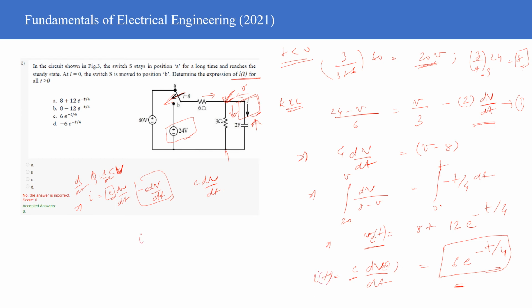So I of circuit is equal to I you have derived with a minus sign because it's just in the opposite direction. So that gives you minus 6 e to the power minus t by 4, right? So that is option number D over here, and that becomes your final answer. So D is your final answer.